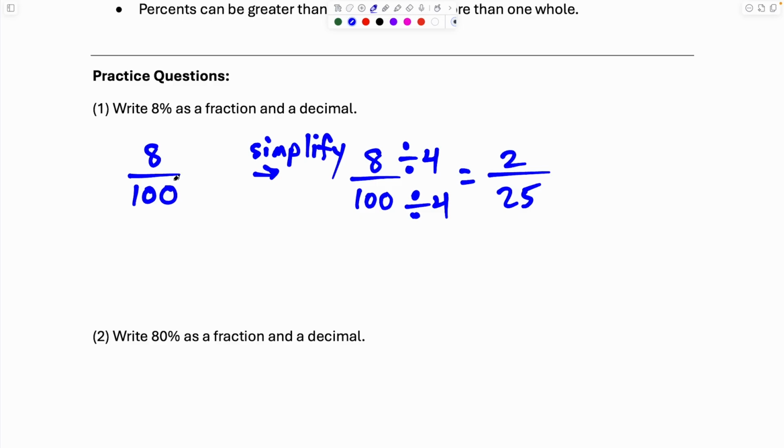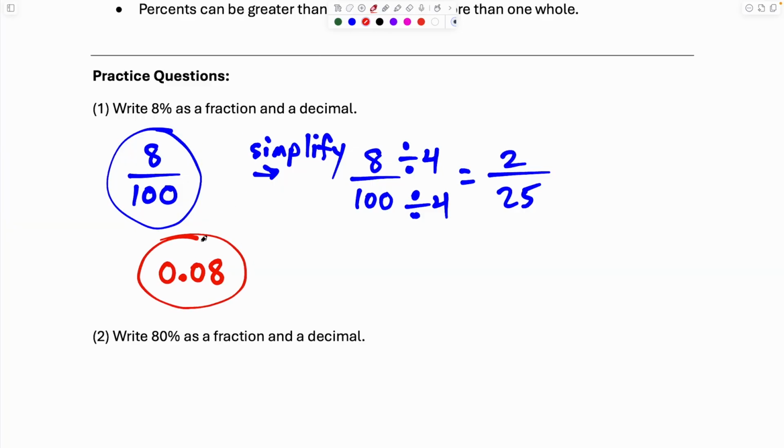The 8 over 100 is actually a better form for us when we have to write our percent as a decimal. Because 8 hundredths would be 0.08. So for this question, if we're expressing 8% as a fraction unsimplified, we would leave it like this, and if we're expressing 8% as a decimal, we would write it in this form here.